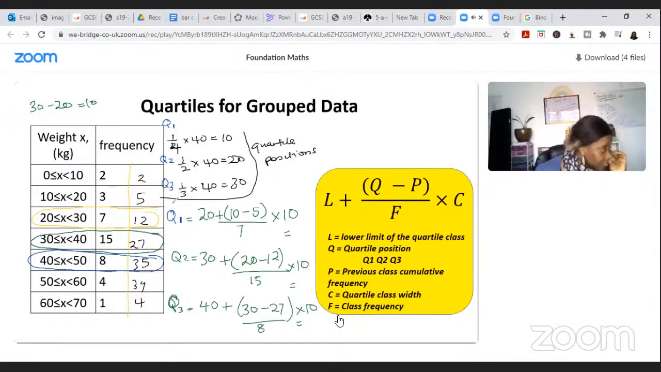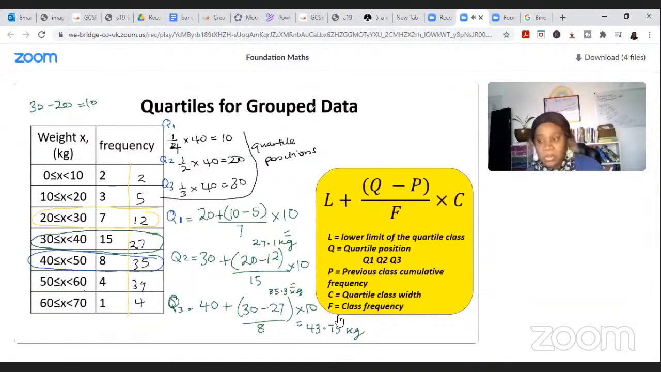So you got your answers, okay? I think we've done it before. I will just explain it again. Let me get you one or two to do, all right? The answer for this one was 27.1 kilograms. And this one was 35.3 kilograms. And this one was 43.75 kilograms. Okay, guys? Let me know when you finish so that I can put one for you to try out, okay?